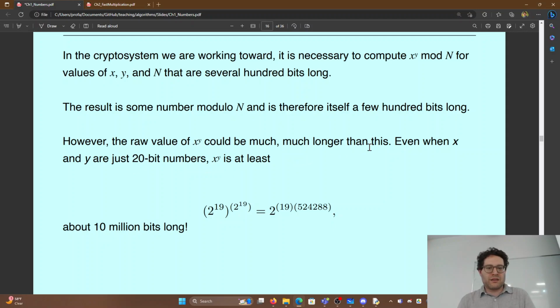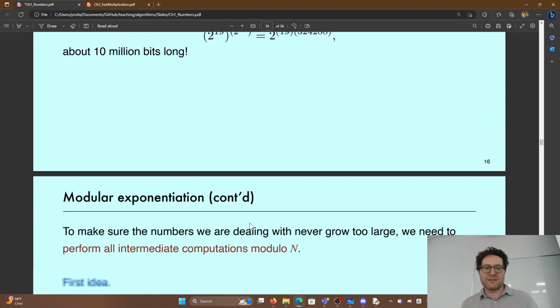So yeah, even when x and y are just 20-bit numbers, that means that x to the y is at least this big, right? A 20-bit number raised to another 20-bit number is going to be pretty darn big, 10 million bits long. We don't want to calculate all those bits. Instead, we wanted the computer to do what we've been doing, which is cheating. We want it to be able to substitute things.